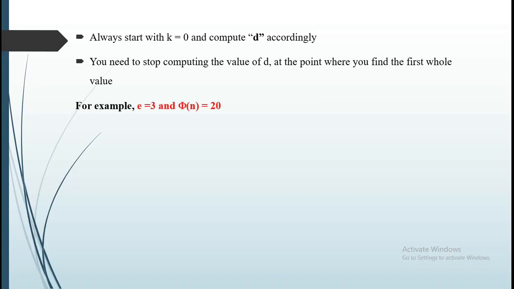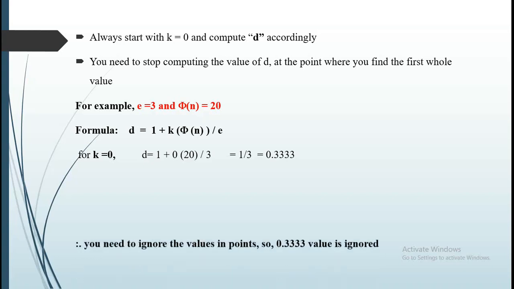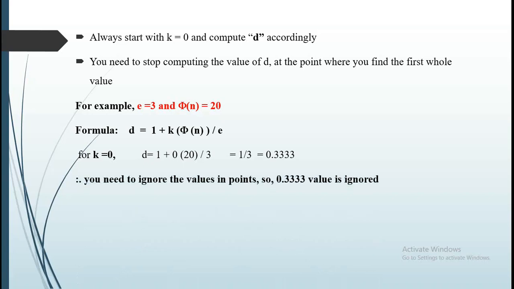For example, you are given the private key which is 3 and the phi of n which is 20. When you need to calculate the public key, at first you need to put the value of k equal to 0 and then compute D. By putting k equal to 0 and after the computation we get the answer 1 by 3, which is 0.33. At this point you need to ignore the values in decimals, so the 0.333 value is ignored.